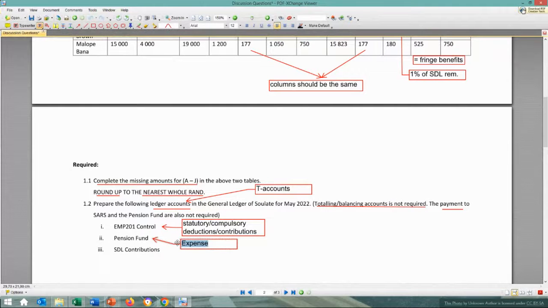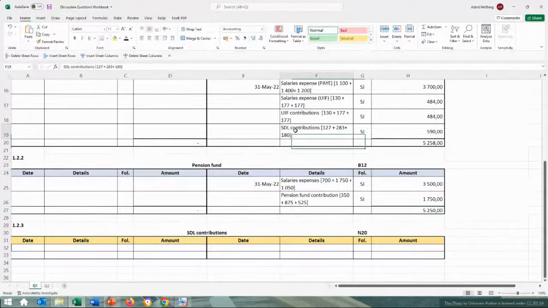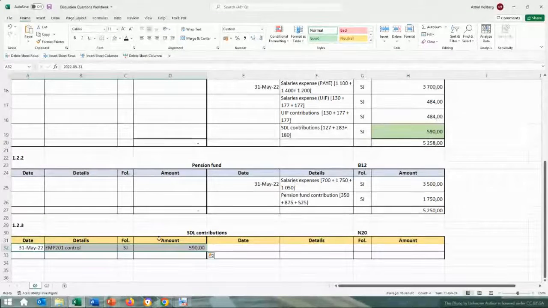And then they asked you to also do the SDL contributions account. So this is a liabilities account. So they need to say pension fund contribution if they want the expense, and this is an expense account. Okay, so the SDL contribution, we would match it with this. So this 590 here would be debited in your SDL contribution with 590 there. Okay, so that is your contra accounts.